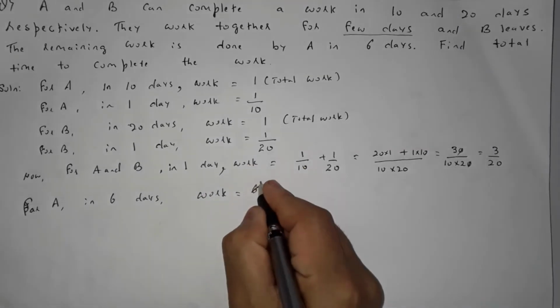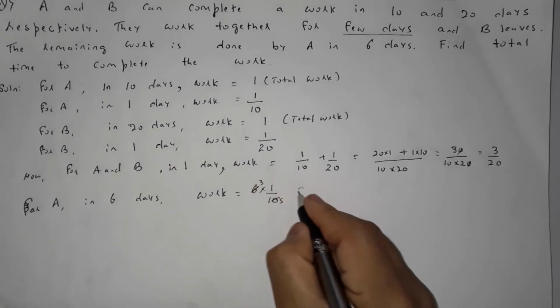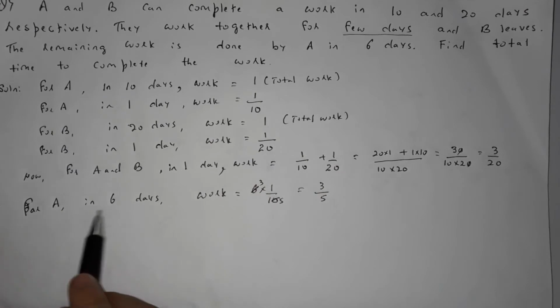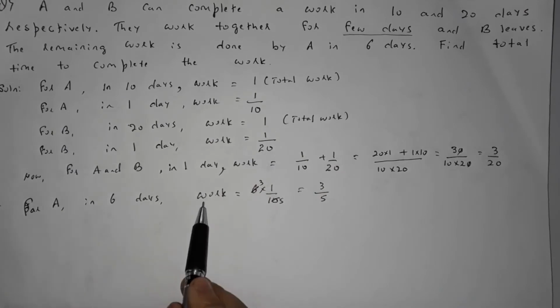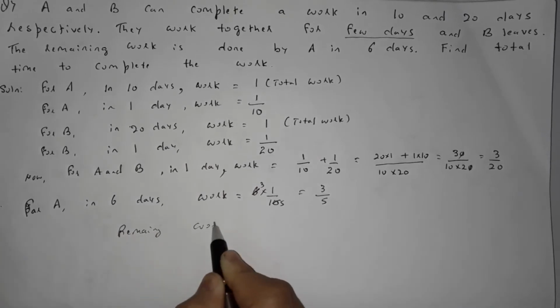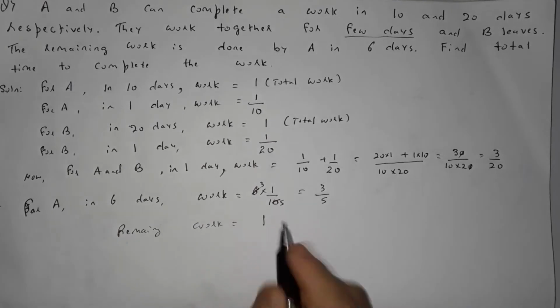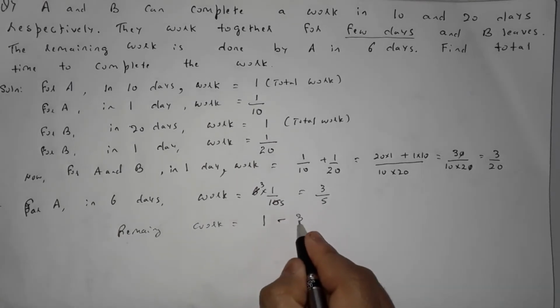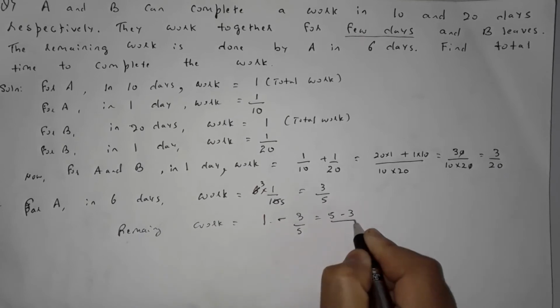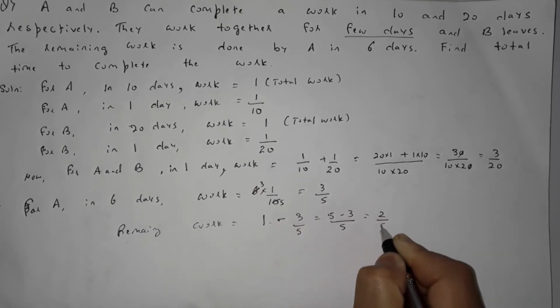Okay, so 2, 3, 6, 2, 5, 10, so 3 by 5. Okay, so for A in 6 days, work done by A is how much? 3 by 5. Okay, now remaining work equal 1, where 1 is total work, minus 3 by 5. 5 to 1, 5. 5 minus 3 by 5 equal 2 by 5.